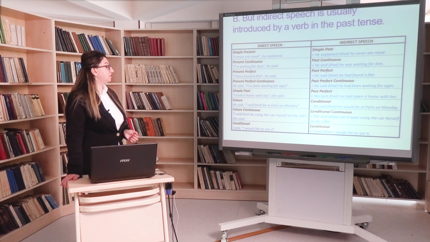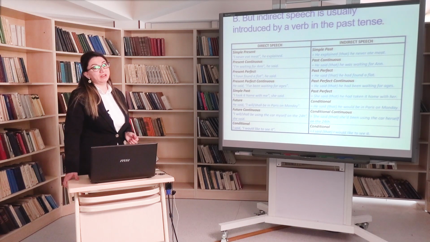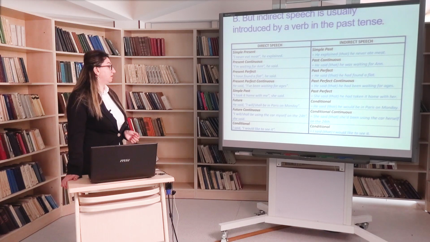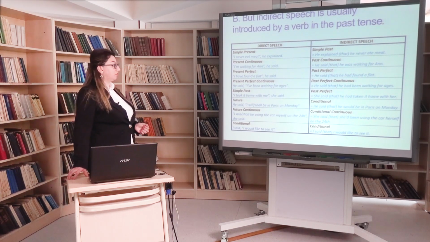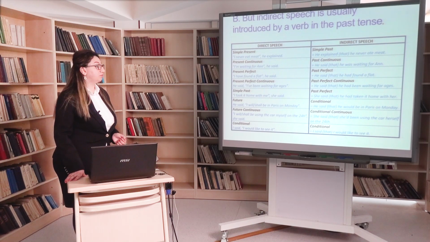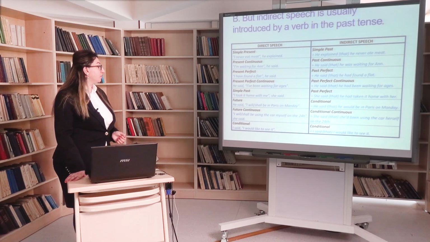Future tense can be changed into conditional form. He said, "I'll be in Paris on Monday." He said that he would be in Paris on Monday. Future continuous changes to conditional continuous. "I'll be using the car myself on the 21st." She said that she would be using her car herself on the 21st.